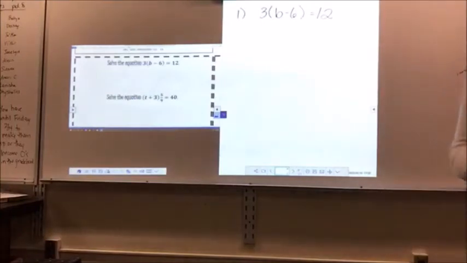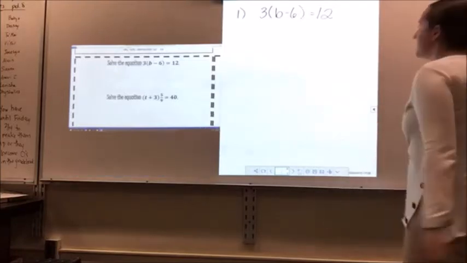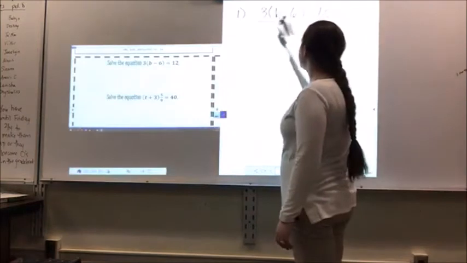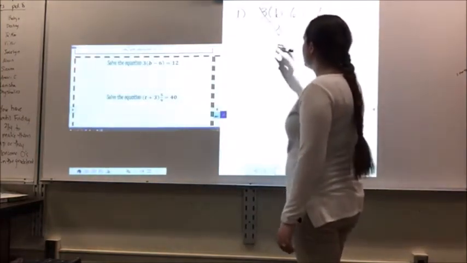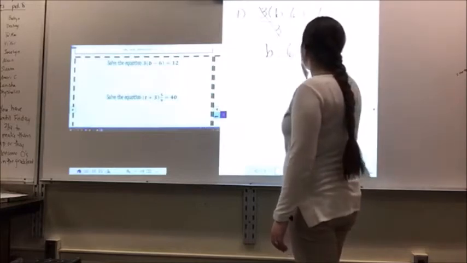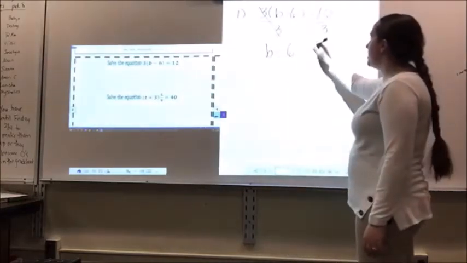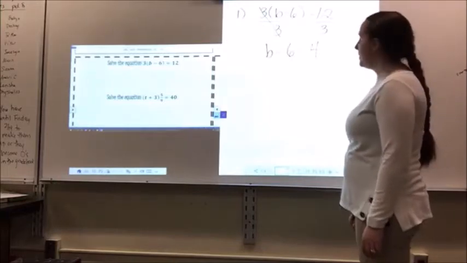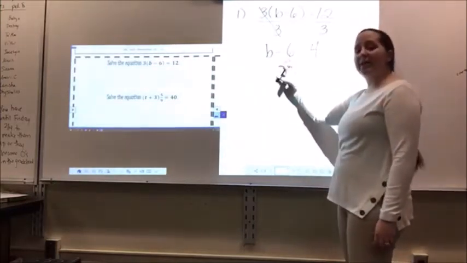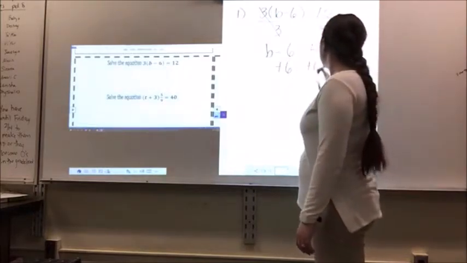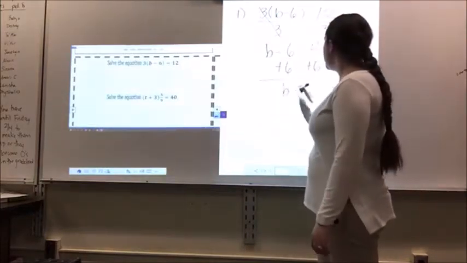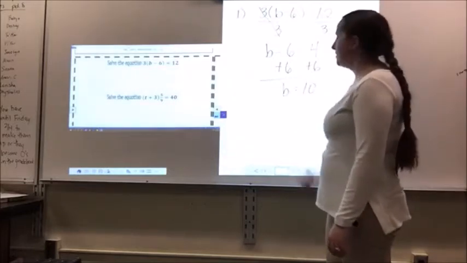Okay, so I have parentheses, which means I need to do the opposite of the outside of the parentheses. So I need to divide both sides by 3. This cancels. I'm left with b minus 6. 12 divided by 3 is 4. Okay. Now I need to do the opposite of subtraction, which is addition. So I add 6 to both sides. So I'm left with b, 4 plus 6 is 10. So b equals 10.